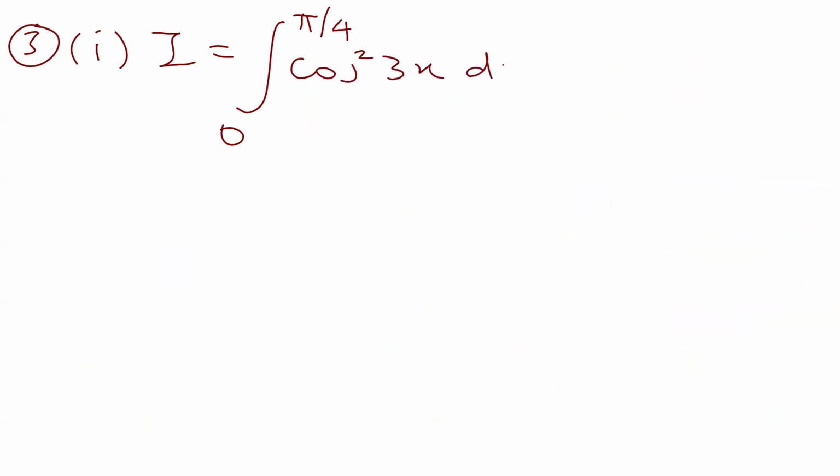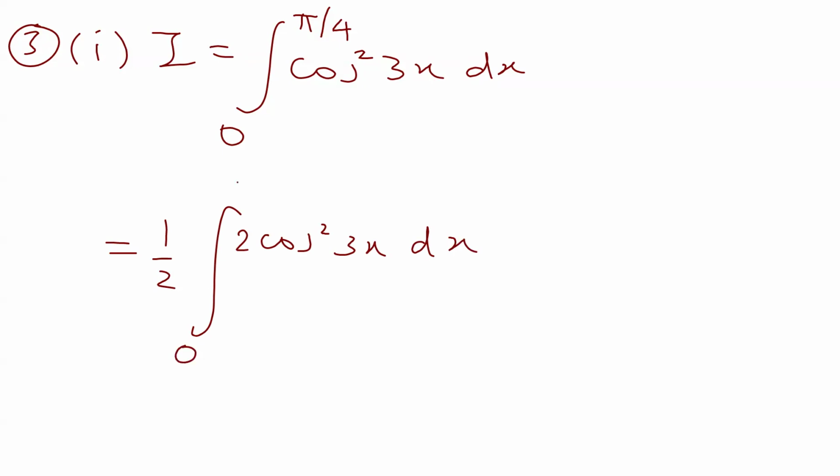Cos square 3x, integration. Whenever there is sine square or cos square, the first step that we do is multiply and divide by 2. The rules remain same. Multiply and divide by 2.